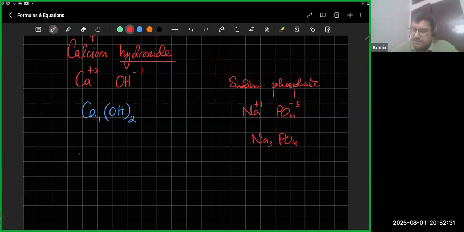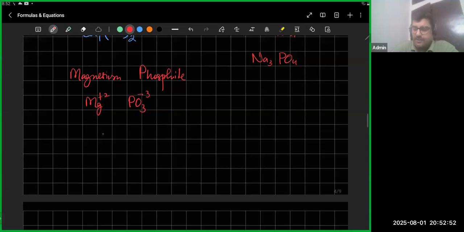Let's do magnesium phosphide. So Mg is in group 2, so it's got a +2 charge. Phosphide is PO3 and -3, right? If you do the crisscross, it's going to be Mg3 and PO3 would be twice. Okay?